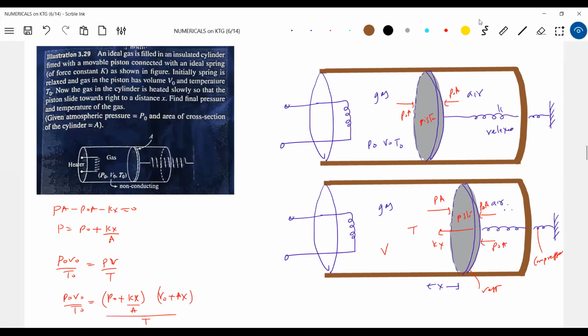Why V naught plus Ax? Earlier it was having volume V naught. This much of additional volume it has gained, A into X. What is A? Area of cross section of the cylinder. I think that is given, I need not write. Here you see area of cross section of cylinder, capital A. So this much of additional volume.